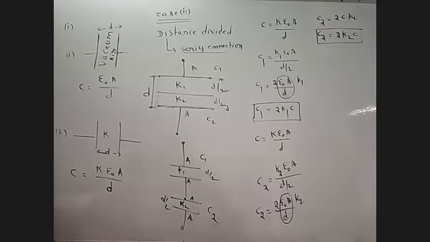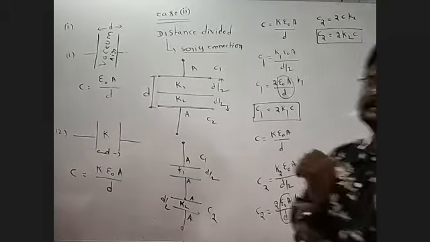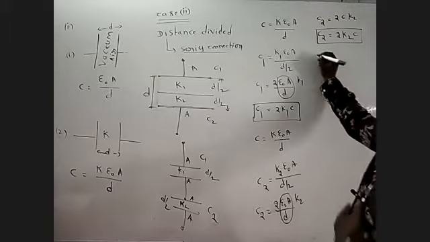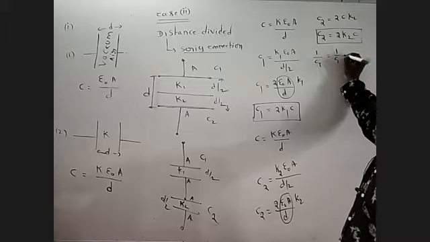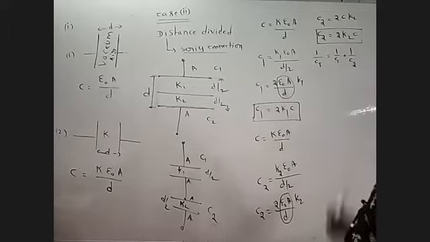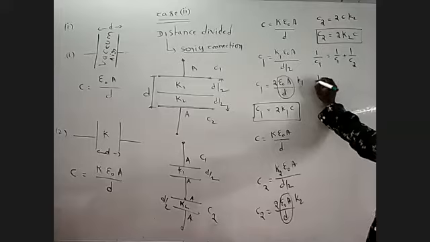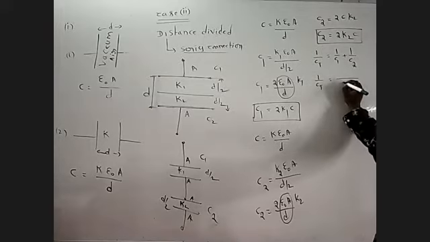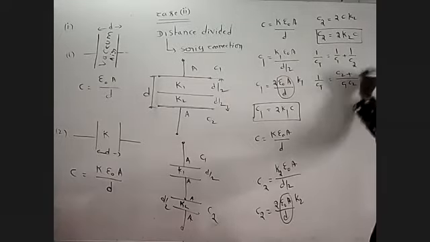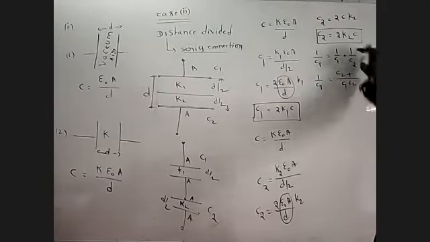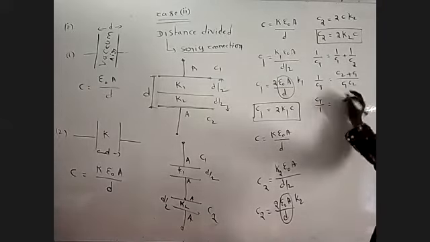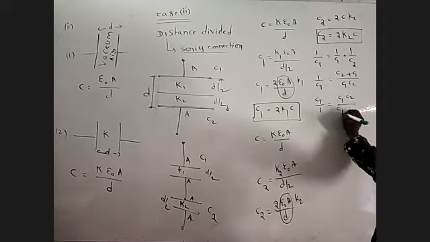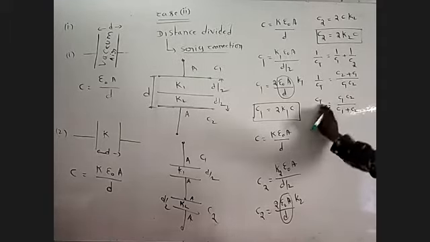Two capacitors are connected in series. What is the formula? 1 by C total is equal to 1 by C1 plus 1 by C2. Taking the LCM C1 C2: C1 cancels, the remaining value is C2; C2 cancels, the remaining value is C1. Reversing, C total is equal to C1 C2 by C1 plus C2. This is the C total value.